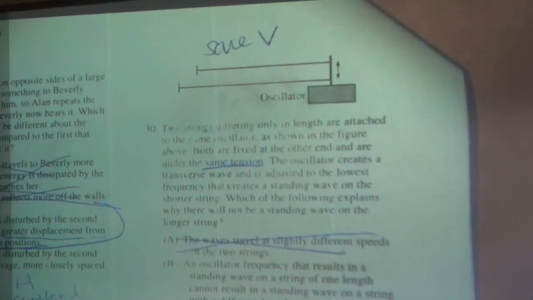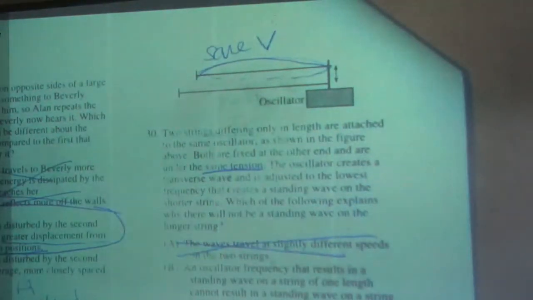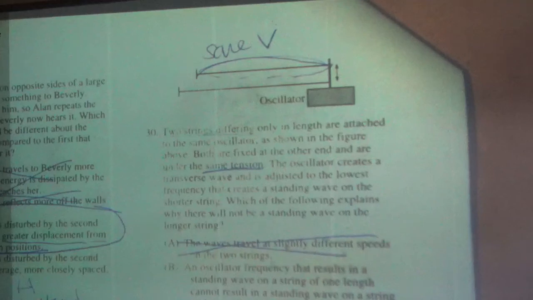The oscillator creates a transverse wave, is adjusted to the lowest frequency, and creates a standing wave. So the lowest frequency would be something like this, a first harmonic standing wave. Which of the following explains why there will not be a standing wave on the longer string? Well, let's think about it.